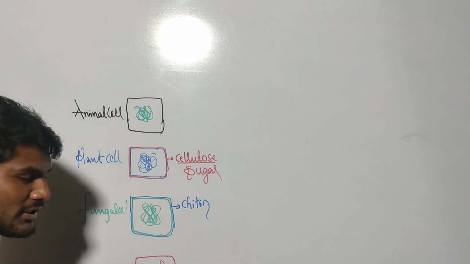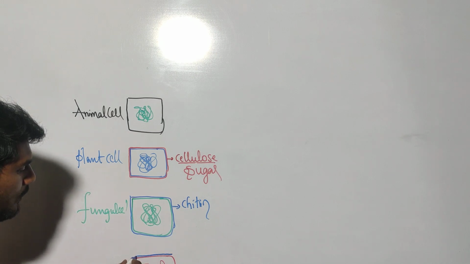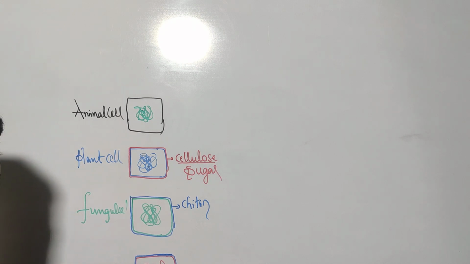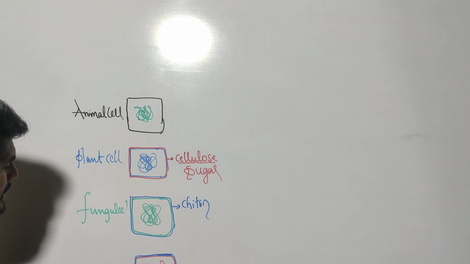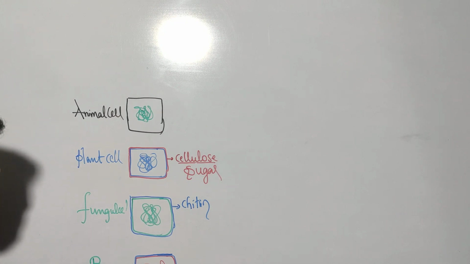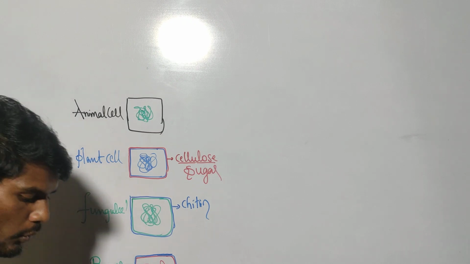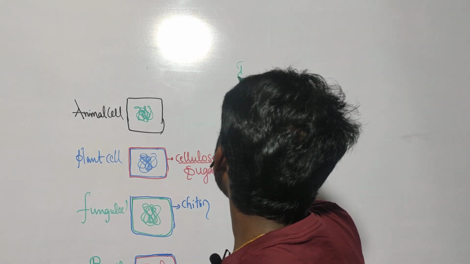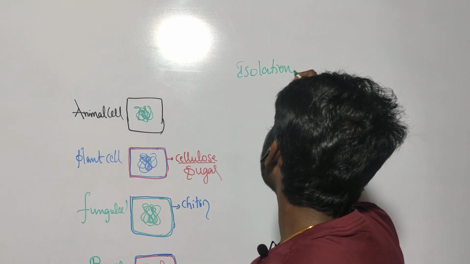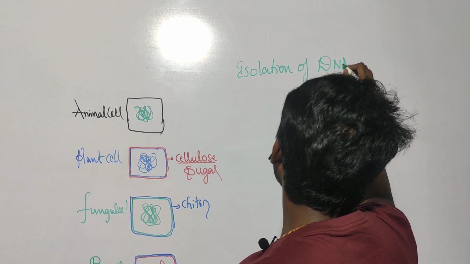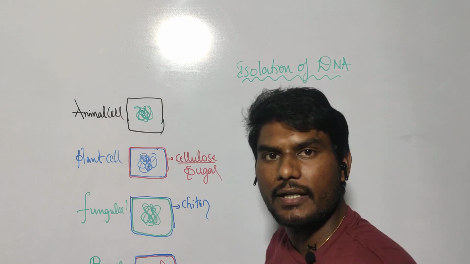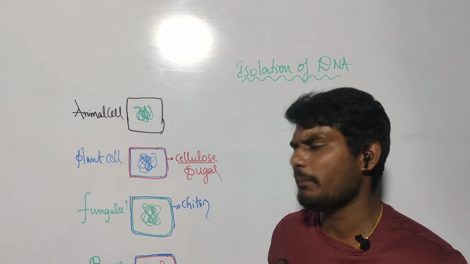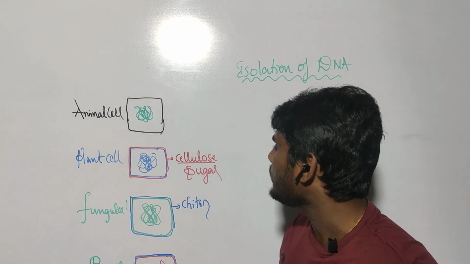The bacterial cell is also covered with a cell wall, which is made up of peptidoglycan. This is the bacterial cell. Whose cell's DNA do you want? Why? Because what is the first step? The first step is isolation of DNA. This is the first step in the preparation of recombinant DNA. So whose cell's DNA do you want to take? Whether animal cell, plant cell, fungal cell or bacterial cell, that is your wish.